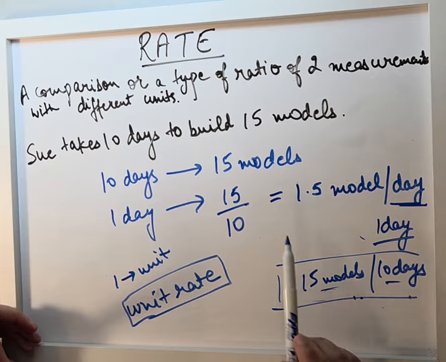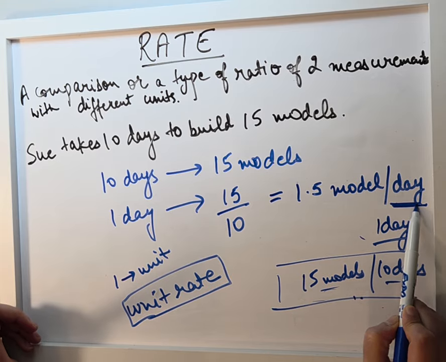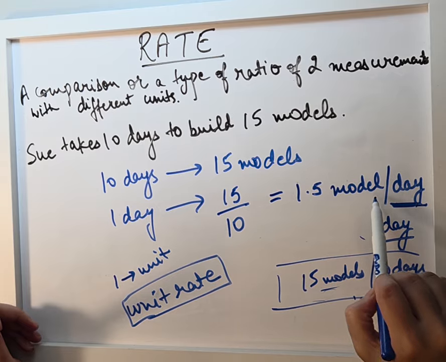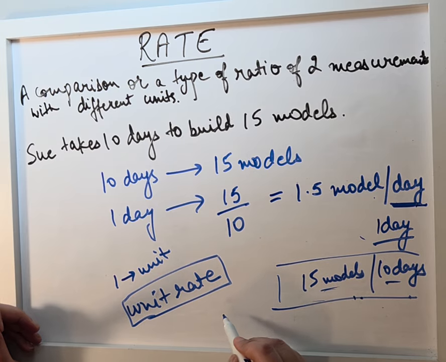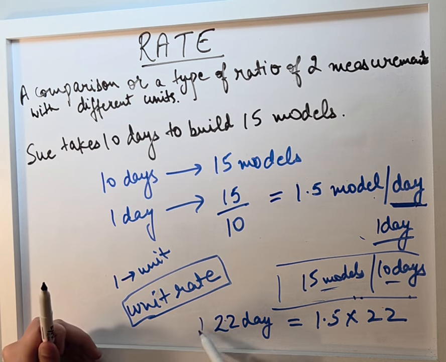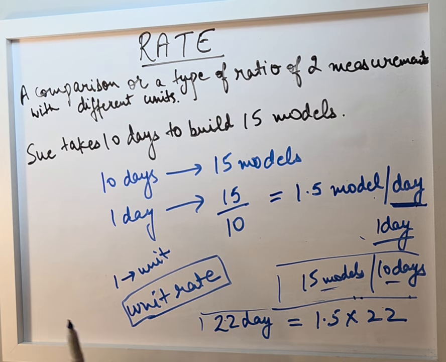But if we have a unit rate, where we've said in one day we have 1.5 models, then if we want to calculate for 22 days, we can simply multiply 1.5 by 22. So we can easily tell it. So rates are usually in per unit.